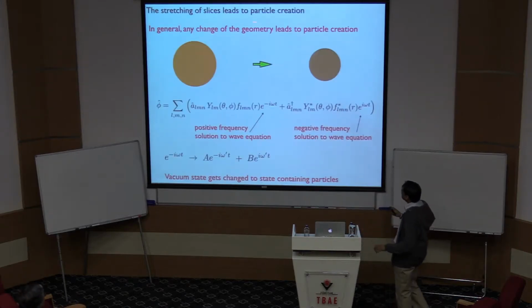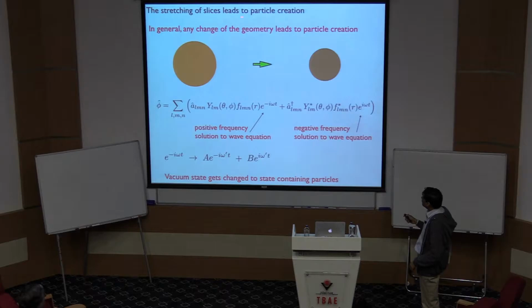Okay, so as we said, this summarizes what I was just saying. The stretching of slices leads to particle creation. In general, any change in the geometry leads to particle creation. You could have a star of some radius, it shrinks and stabilizes at some smaller radius, maybe a star collapsed to a neutron star. What you would do is solve the field equation in terms of Fourier modes. We're not actually going to do this, so if this is not familiar to you, you don't have to worry.